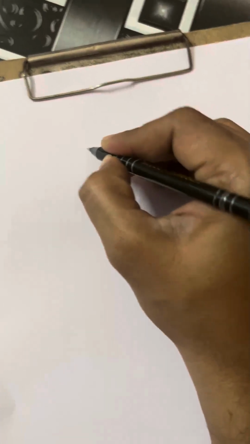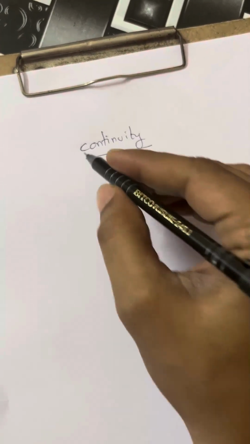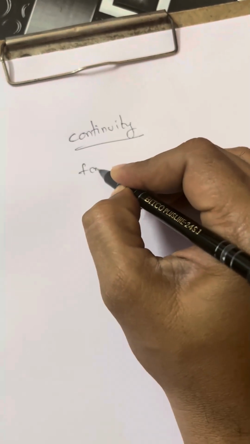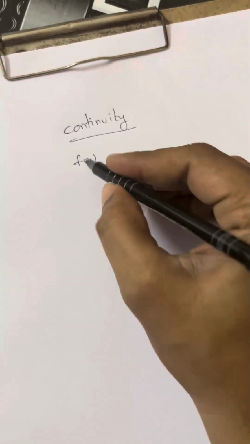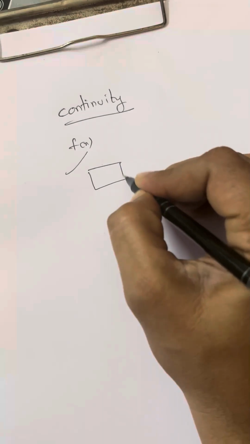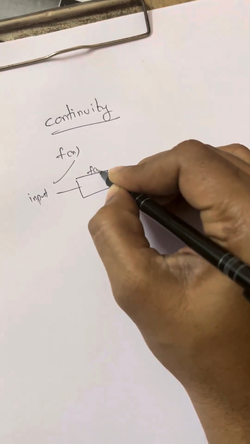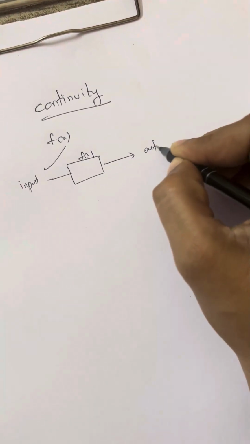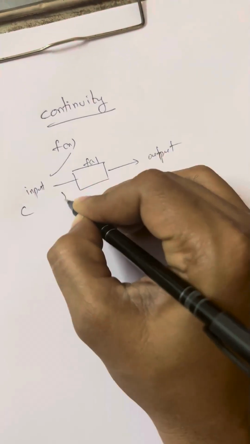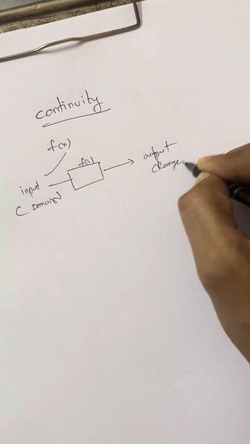Hi. So the next topic is about continuity. Continuity is for a function f of x. To check whether the function f of x is continuous, as I told you, here we have input and this is output. The input we again call the domain, and it is the range here for any system.